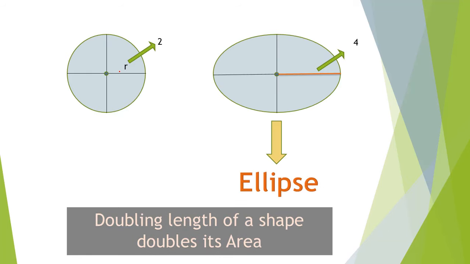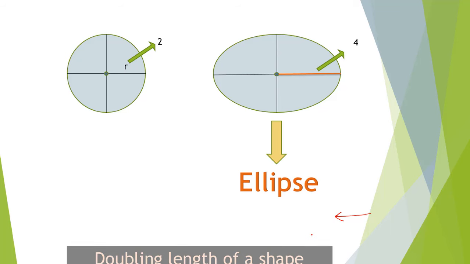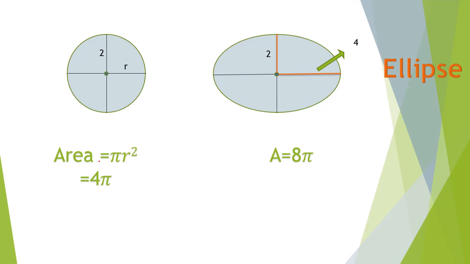Now we are stretching this circle and its radius is 2, and we stretch it to make it double. After stretching, the radius is 4. And we know that doubling the length of a shape doubles its area. So we double the length of a circle to make it an ellipse. If the area of a circle is 4 pi, then doubling the length of a shape should make the area double. And for this ellipse, the area is 8 pi.